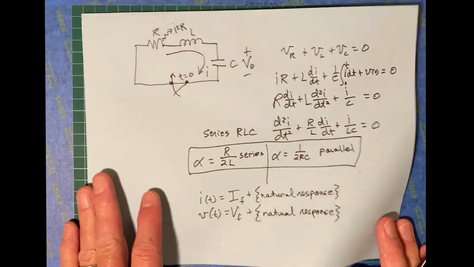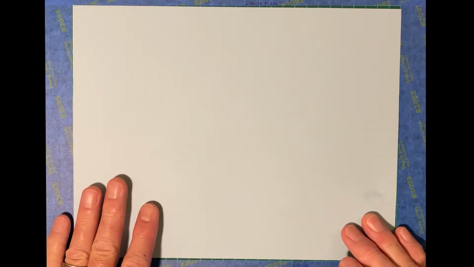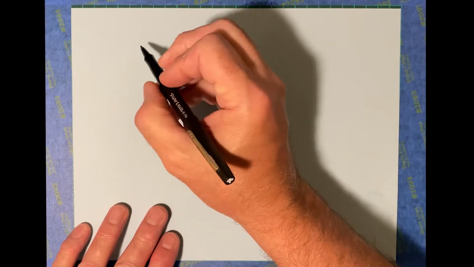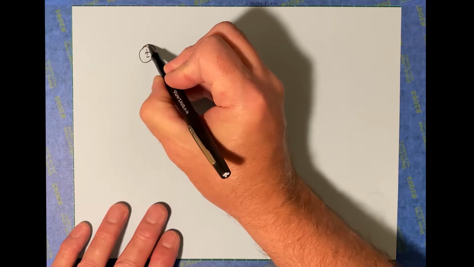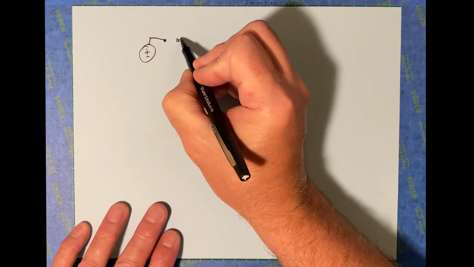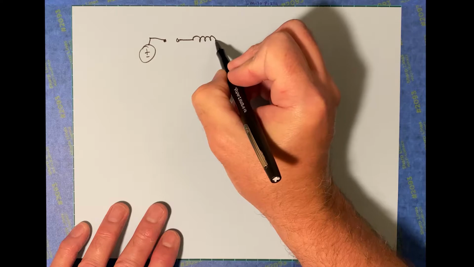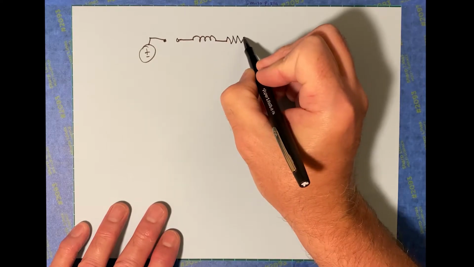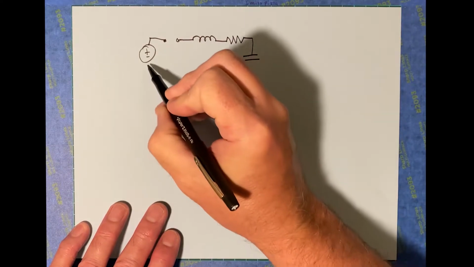So let's work a problem. Let's work a series RLC problem. So we've got a voltage source. Let's put a switch, an inductor, a resistor, and a capacitor.